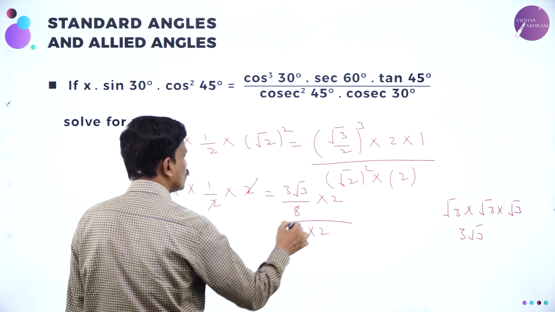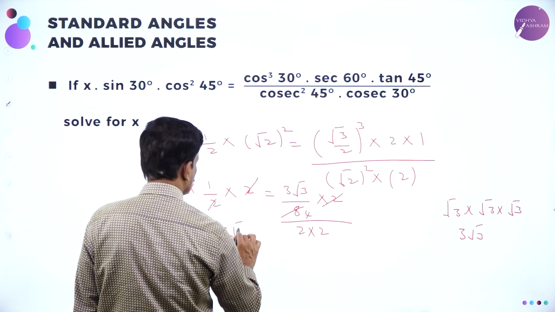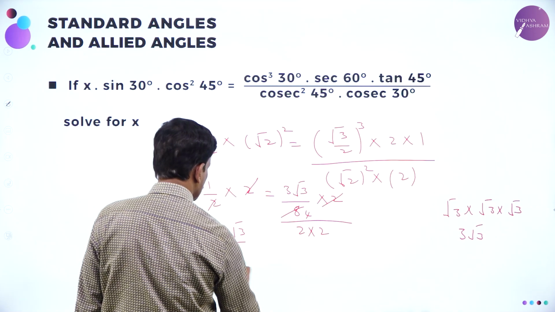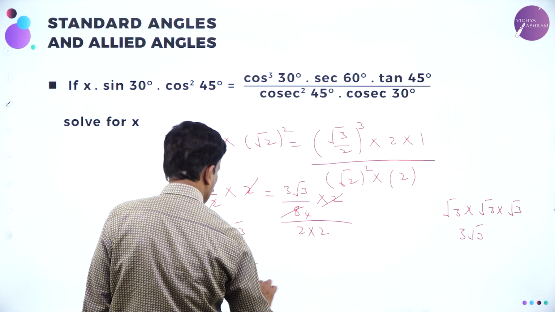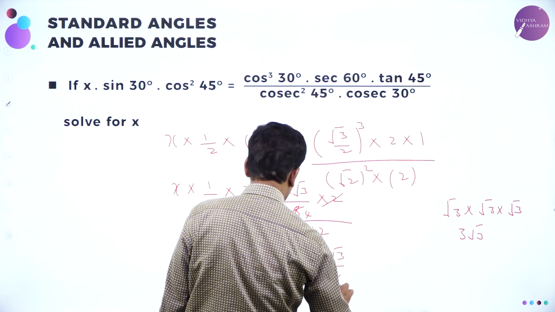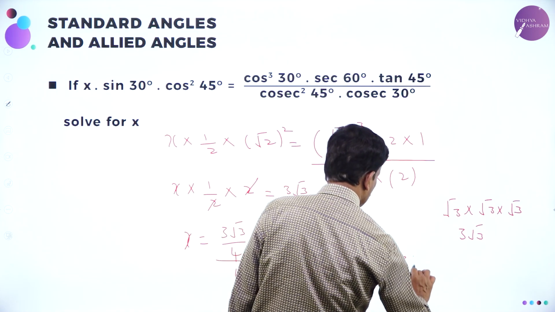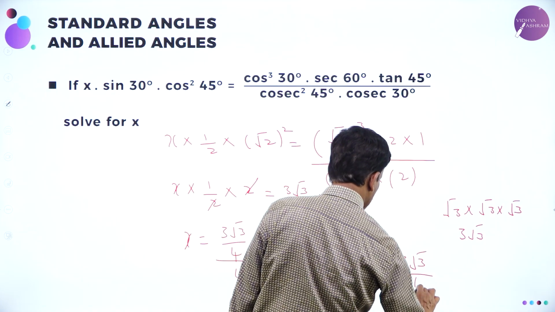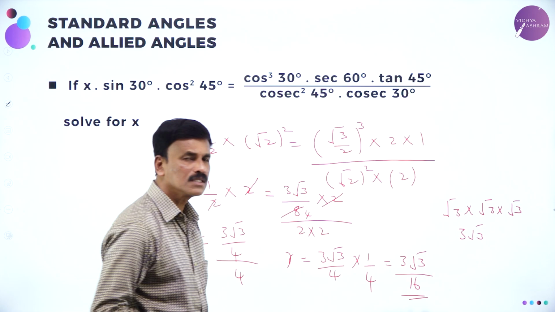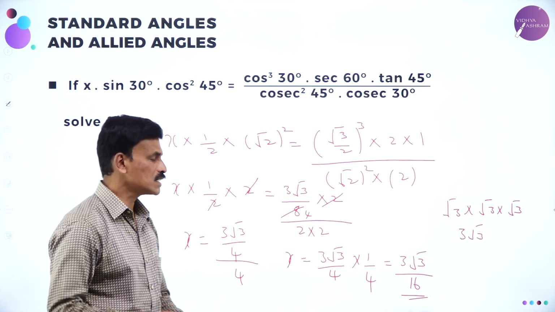X is equal to, you can simplify this, 2 4s gets cancelled, 3 root 3 by 4 divided by 2 into 2 is 4. So, x is equal to 3 root 3 by 4. This can be written as 1 by 4. So, that is nothing but 3 root 3 divided by 4 4s are 16. That's it. So, the value of x is equal to 3 root 3 divided by 16.